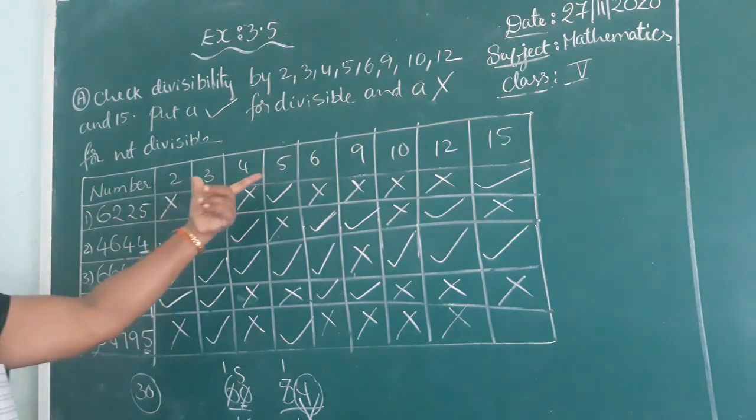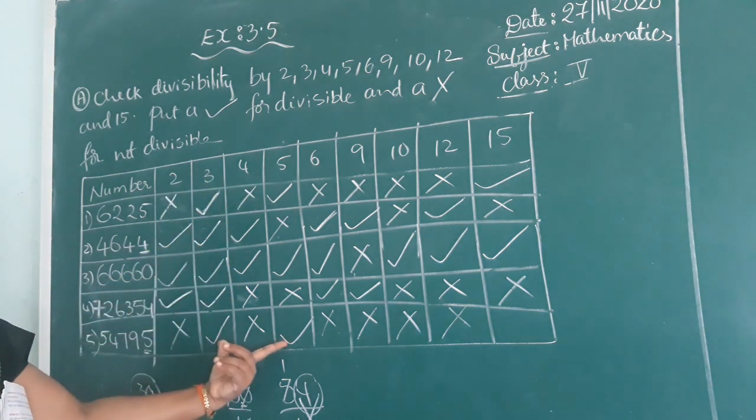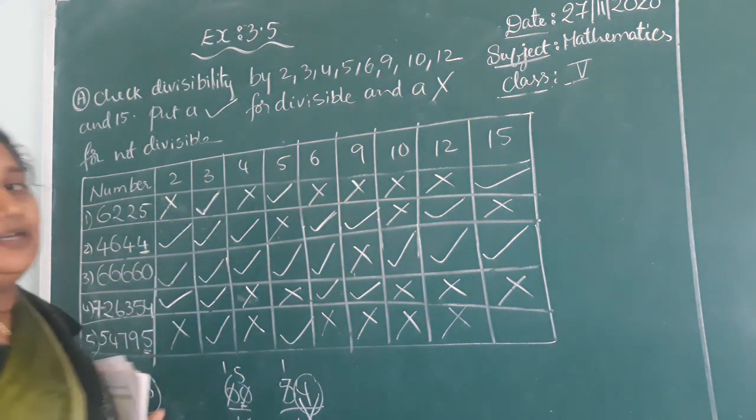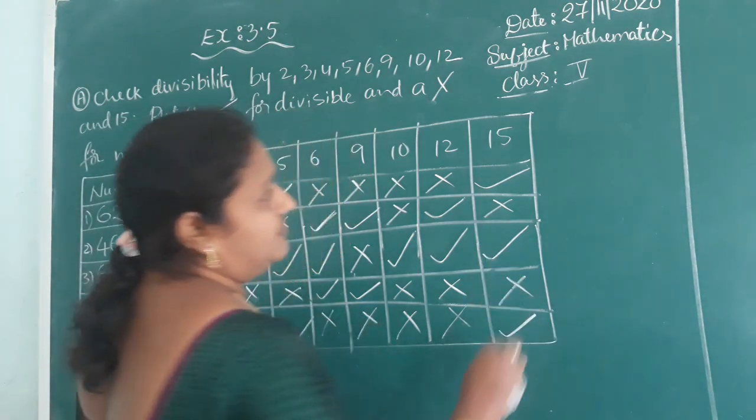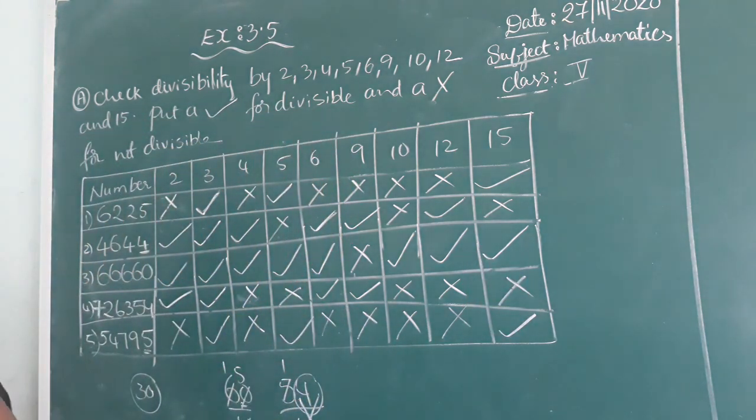Last one, 3 and 5. If a number is divisible by 3 and 5, then it is divisible by 15. Yes, it is divisible by 15. Like that we get. Okay children, see the next number.